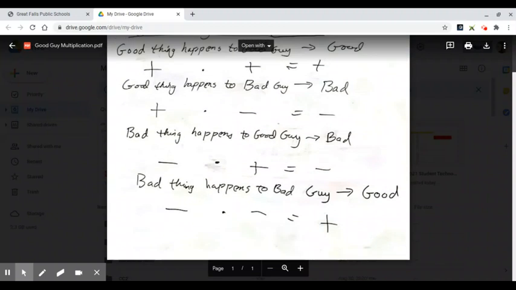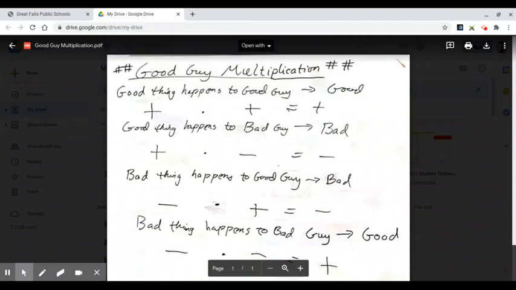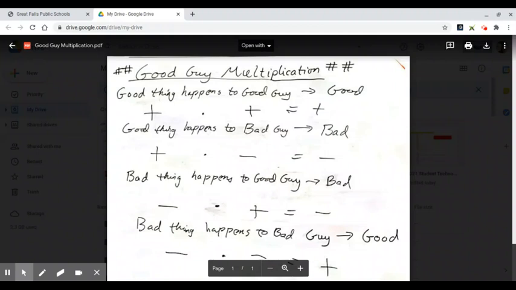And finally, a bad thing happens to the bad guy. So the bad guy gets arrested and goes to jail for the rest of his life. That's good. A negative times a negative is a positive. So how we use this is you multiply the two numbers together as if they were both positive. Take that number, and then you look at the signs and use these sign rules to decide what the sign of your answer is. This works great for division. Just replace the multiplication with division, and you can use it.